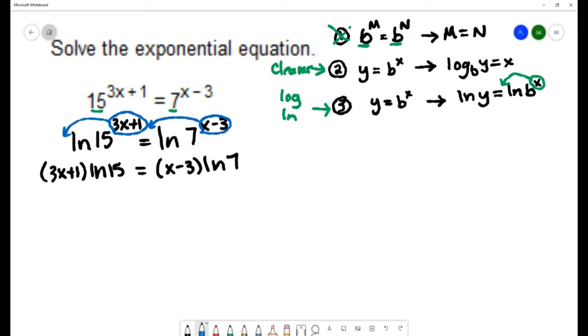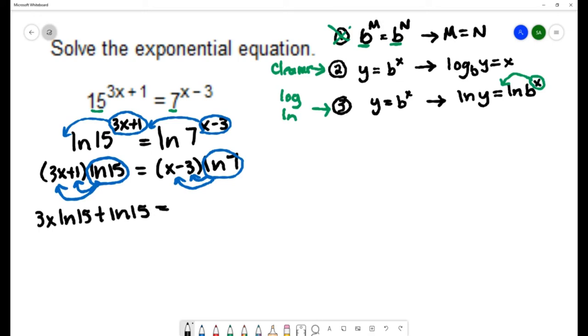Next, I'm going to get rid of these parentheses using the distributive property. So I'm going to distribute the natural log of 15 to both terms, and I'm going to distribute the natural log of 7 to both terms. So this gives 3x natural log of 15 plus natural log of 15 equals x natural log of 7 minus 3 natural log of 7.